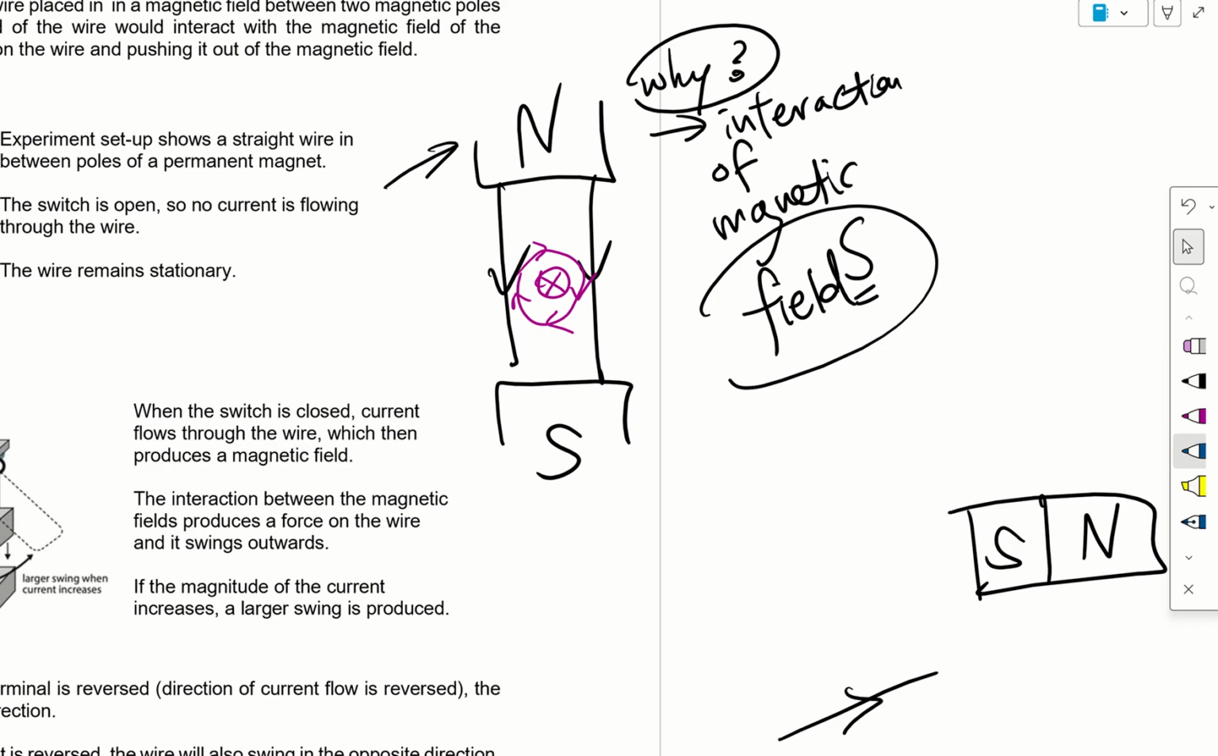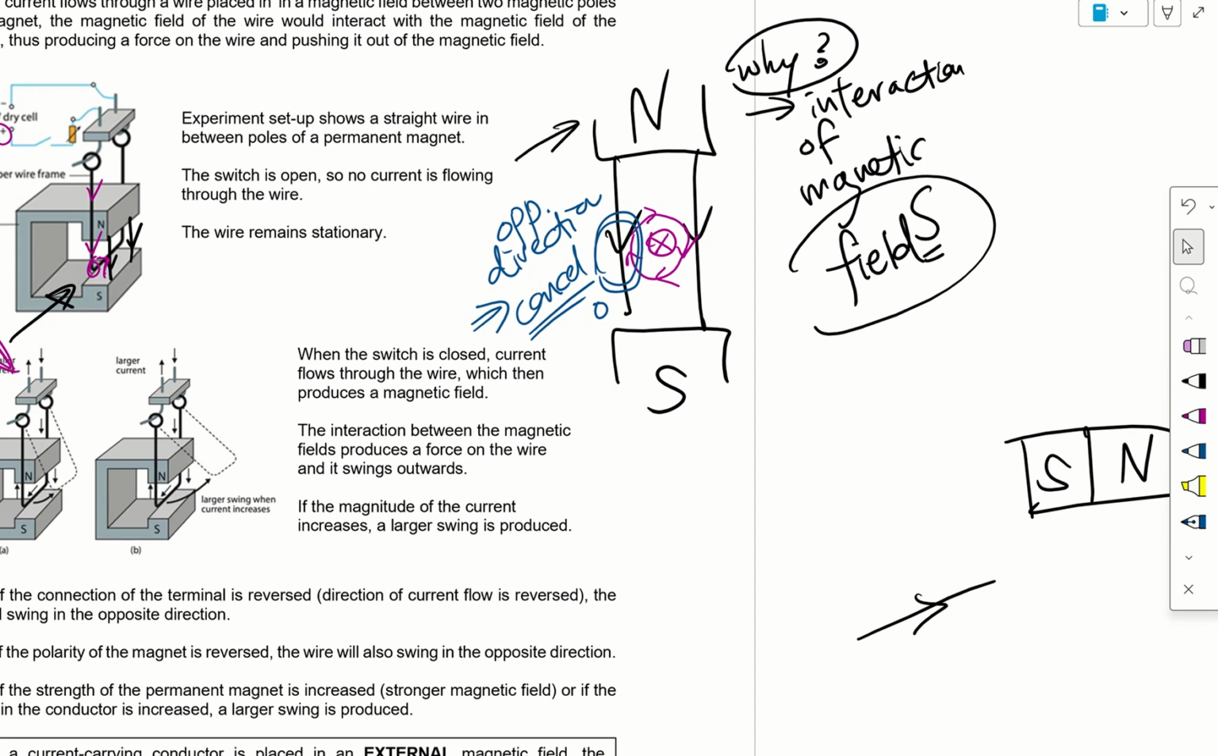So let us take a look at how we can use magnetic field lines to tell us the direction of the force. So if you look on the left hand side, the magnetic field which is the black one produced by the external magnet, and the purple magnetic field, which is produced by the current, are in opposite direction. So if they are in opposite direction, they will cancel each other out. So can I say that originally there are two magnetic fields, but because their directions are opposite, they cancel each other out, so there is zero magnetic field.